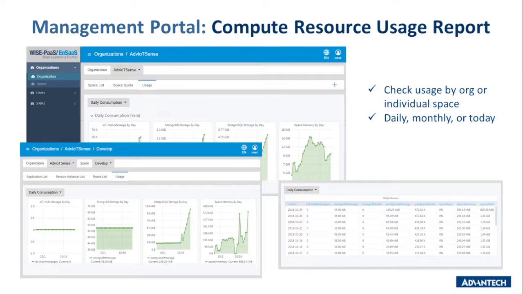And here it shows the metering views for the computing resource consumption in different spaces. Again, we can see that the platform by default separates resource consumption views into daily, monthly, or two-day views, and we provide charts as well as table format for users to quickly understand what the current consumption looks like.